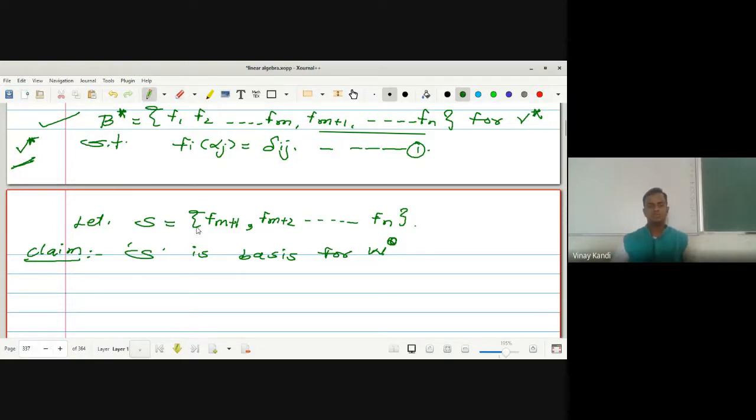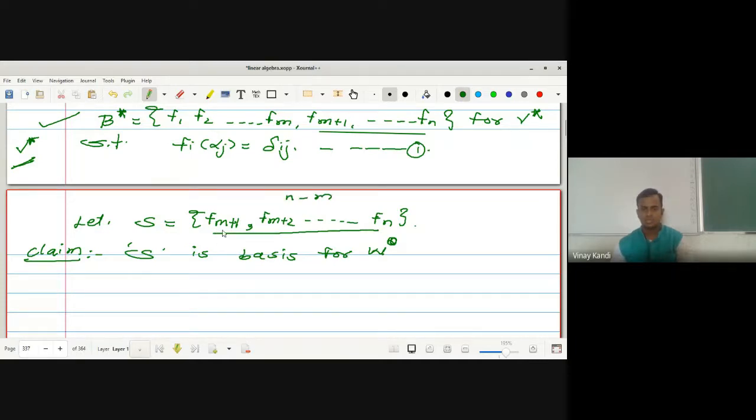Here we have to prove that this S is the basis for the annihilator of W. So we have to prove two conditions. First, that it is linearly independent, and second, that every vector belonging to the annihilator of W can be expressed as a linear combination of S. If we prove these two conditions, then this set S is the basis for the annihilator of W.